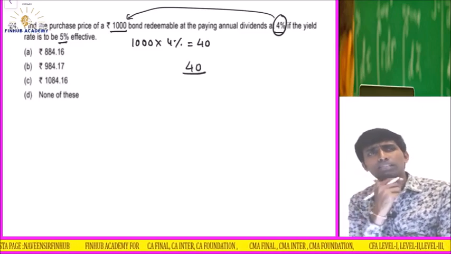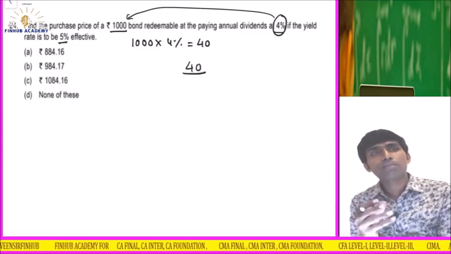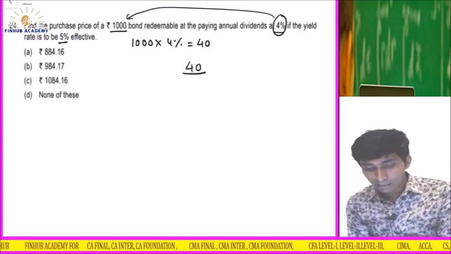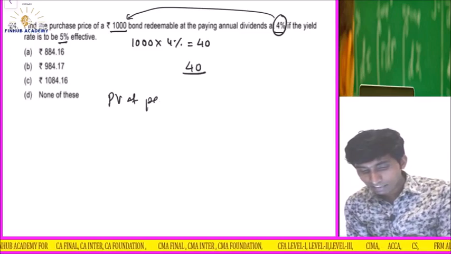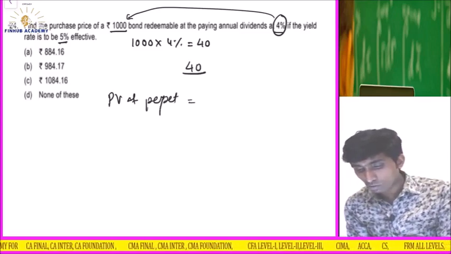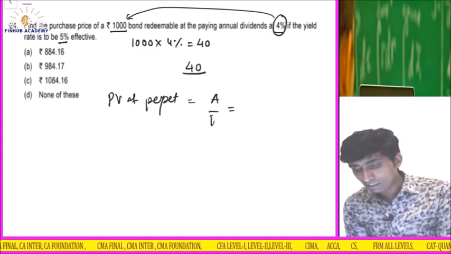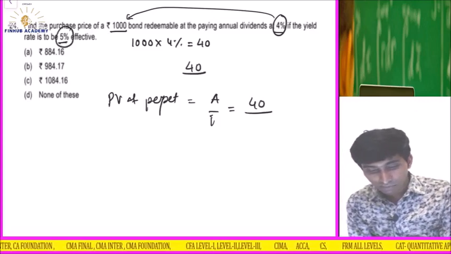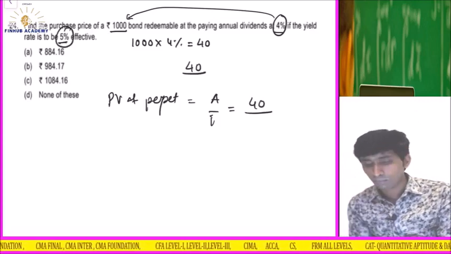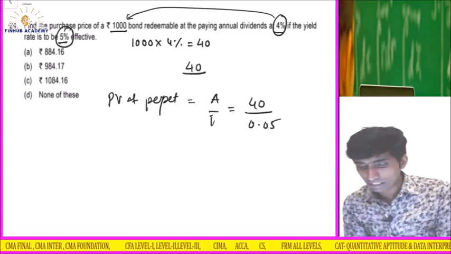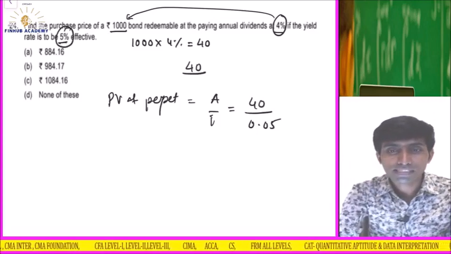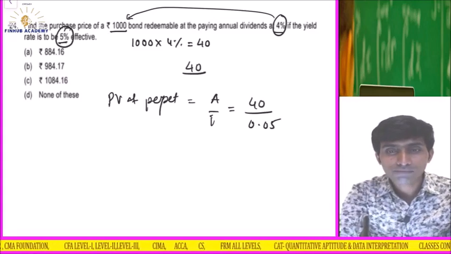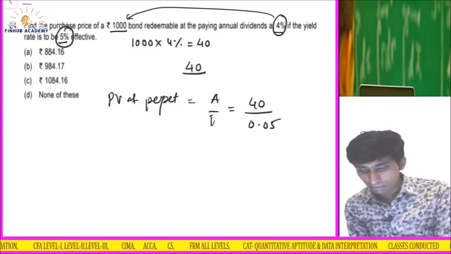So how do we calculate the present value of perpetuity? The present value of perpetuity is installment upon I. Present value of perpetuity is equal to A by I. So the installment is how much? 40, and what is the discount rate? 5%, not 4%. Remember, 0.05, or you can press 5%. 40 divided by 5%. So the answer is 800. What I am getting is 800.